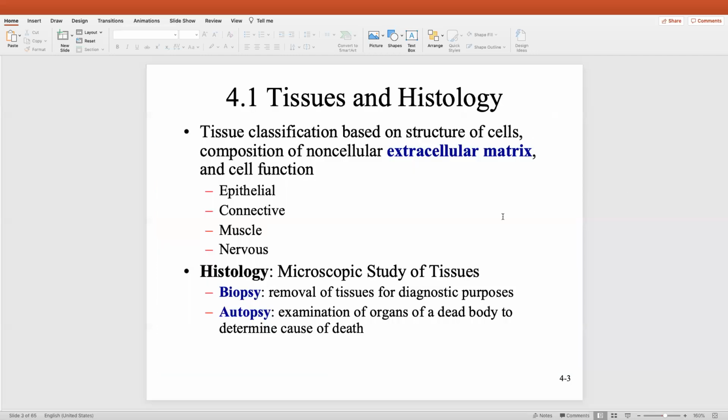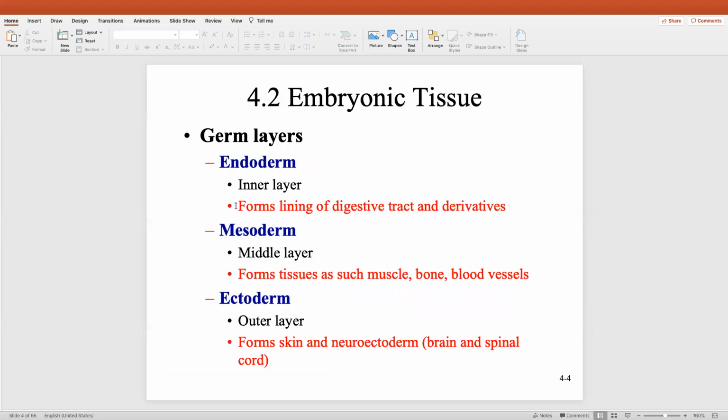When we're looking at it, we're going to see that all the tissues in our body comprise 4 tissue classifications. There's epithelial tissue, connective tissue, muscle tissue, and nervous tissue. These are the 4 main types of tissue. Now, they all come from embryonic tissue. Obviously, everything comes from embryonic tissue.